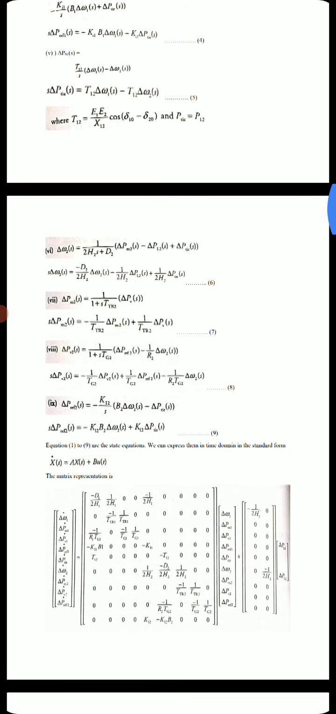So you will get delta omega 1 to delta P reference 2 equal to the matrix A, which you take from the equations, into x of t, which is delta omega 1 to delta P reference 2, plus B, the matrix, into u of t, which is nothing but delta Pc and delta PL1 and delta PL2.